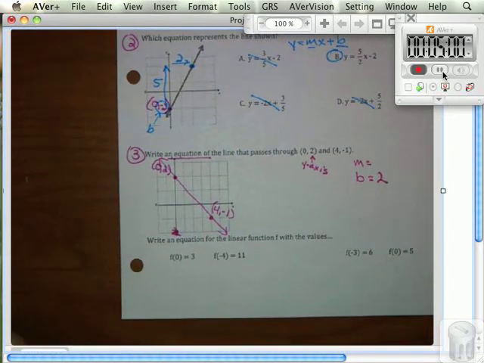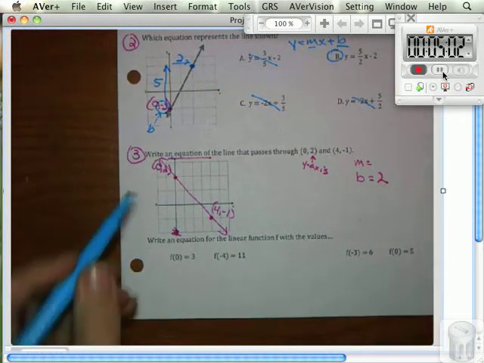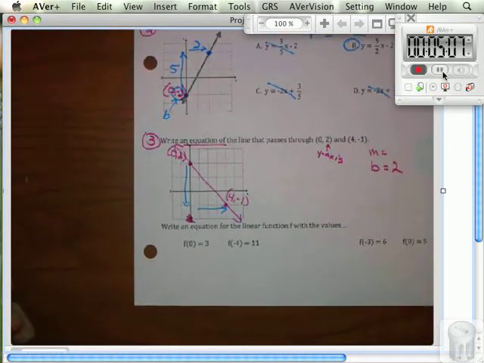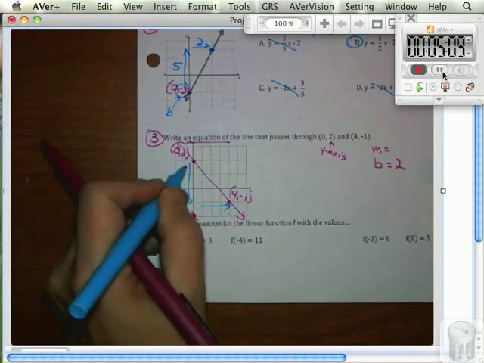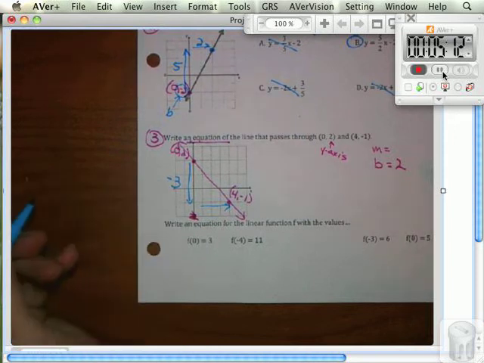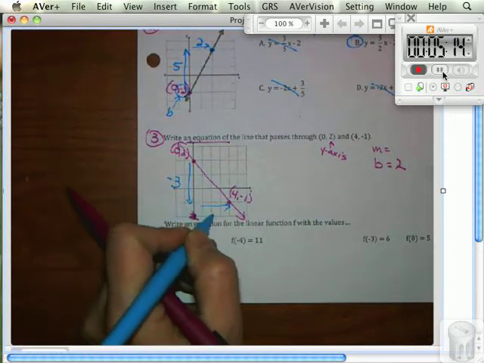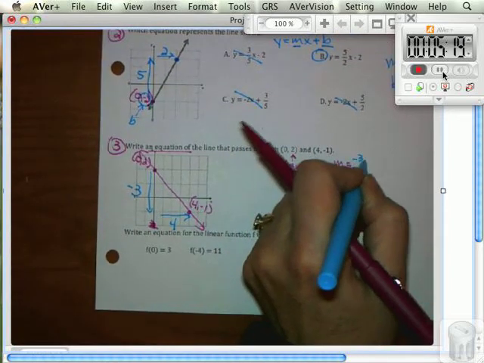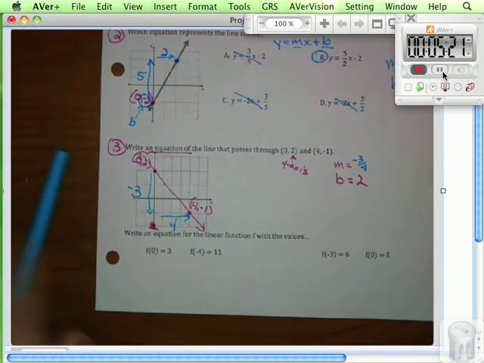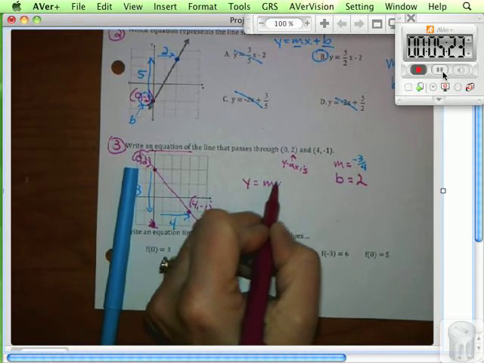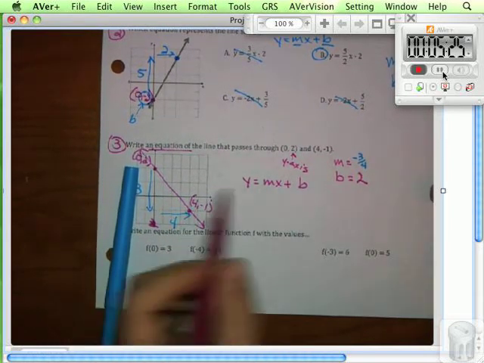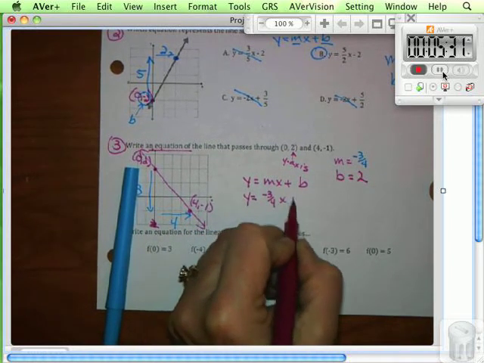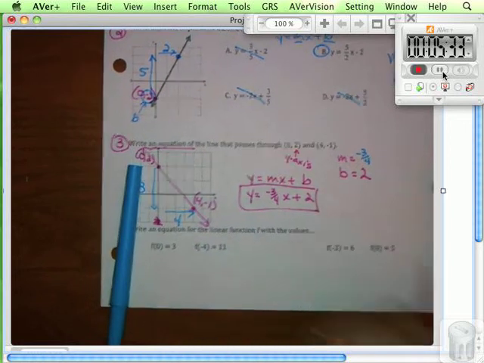When I have the graph, I can get my slope by simply counting rise over run. This rise is going down 3, so my rise is -3, and my run is 1, 2, 3, 4. So rise over run, my slope is -3/4. Using slope-intercept form, I can now write the equation of my line. I'm going to substitute the m and the b in: y = -3/4 x + 2. Boom. That is the equation of this line.